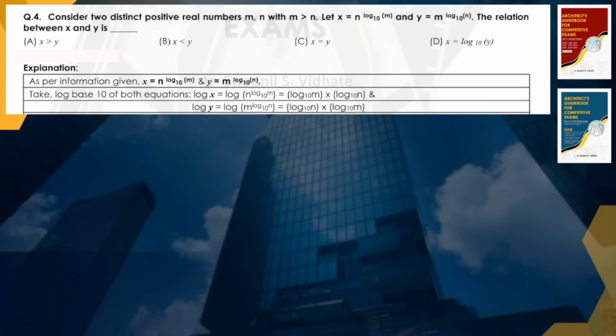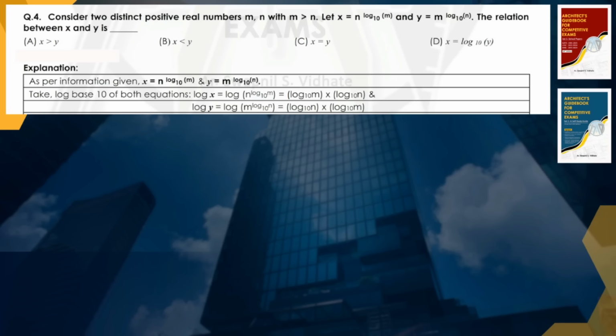So it will be log x equal to log of n to the power log m to the base 10. By the rule of logarithm, we can take this power as a multiplier, so that will be log m to the base 10 into log n to the base 10. Similarly, for the second condition, log y will be log of m to the power log n to the base 10. We can take this portion as a multiplier, so it will be log n to the base 10 into log m to the base 10.